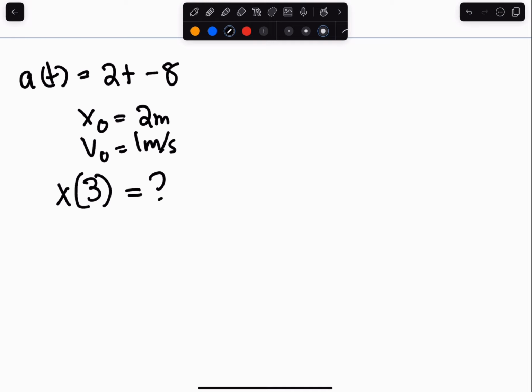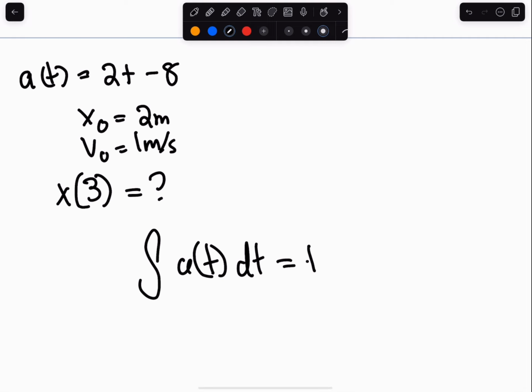Well, the first thing we have to do is take the integral of our acceleration function. So, take the integral of acceleration in terms of time, and that ends up with t squared minus 8t plus c. Now, this plus c cannot remain because we have to take another integral. So, how do we get rid of it? Well, we can use one of our givens.